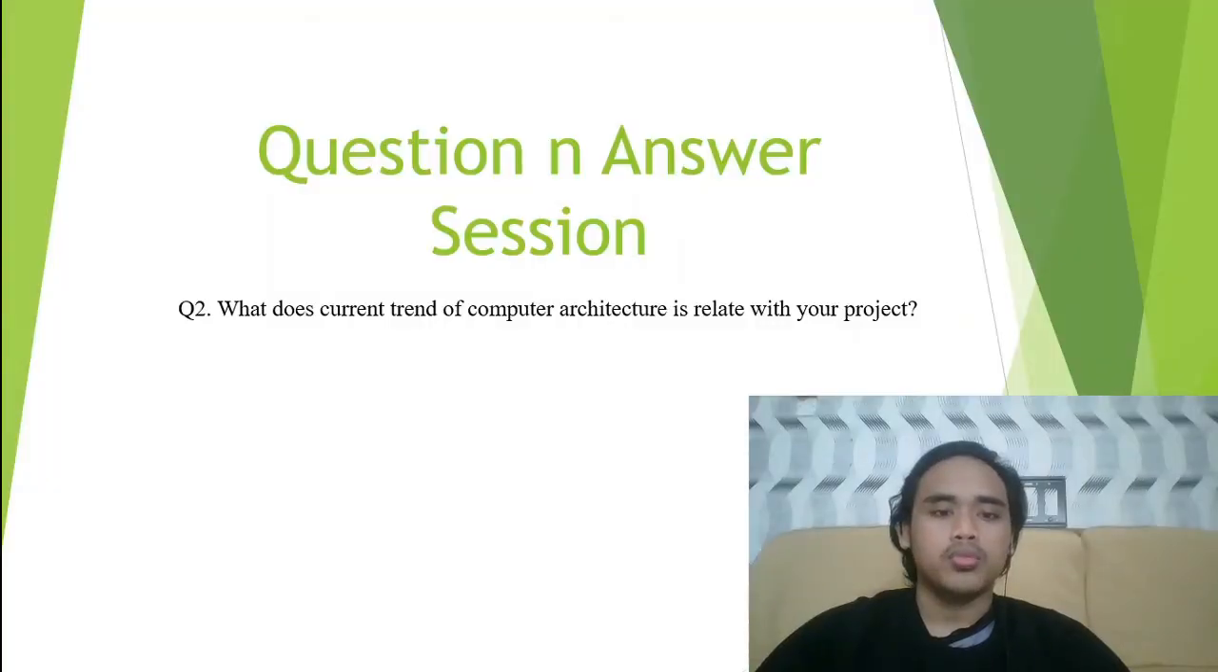Question 2 asks what the current trend of computer architecture is that relates to our project. The computer architecture trend that relates to our project is the input and the output. Input is data that the computer will receive, and the output is the data that has been processed by the computer to be sent or displayed. The input is entered in decimal and will be operated in the form of binary, and will be converted back to decimal for the output.